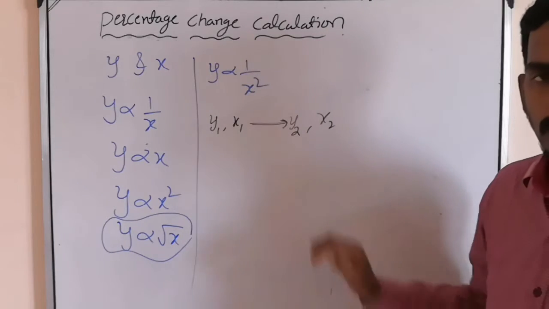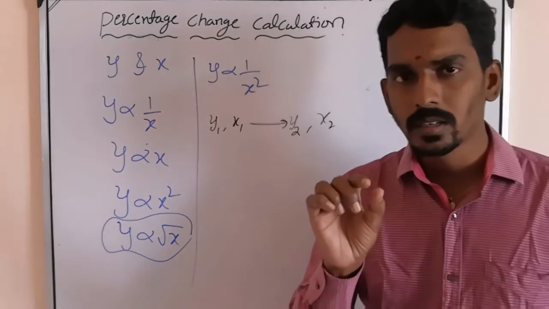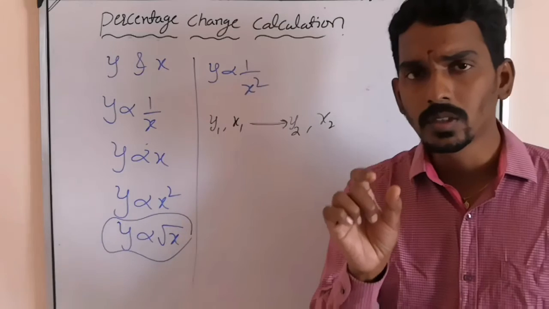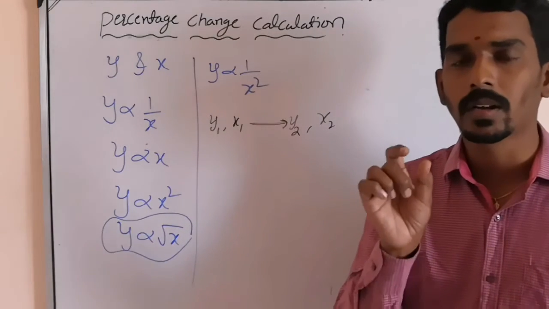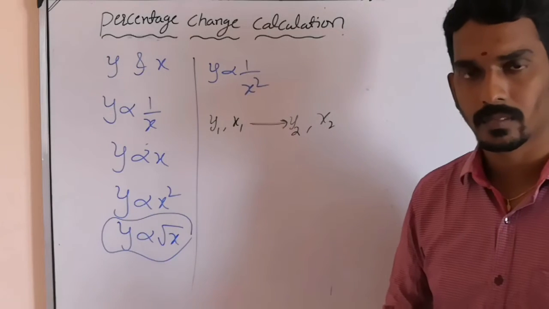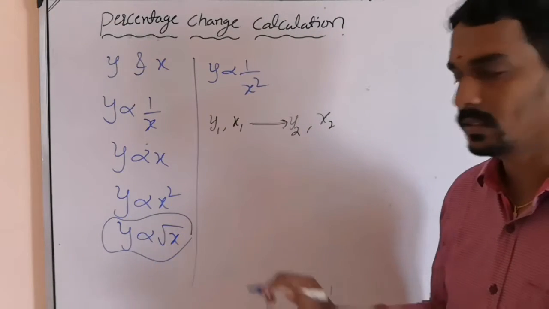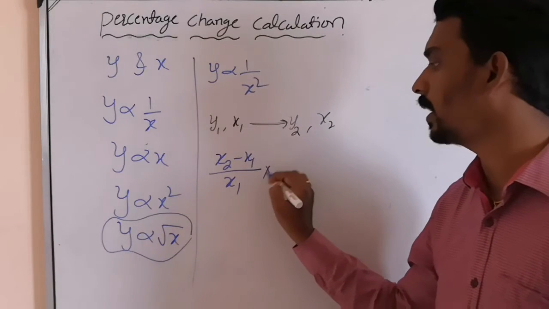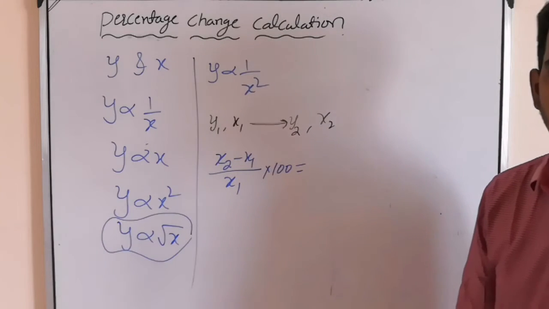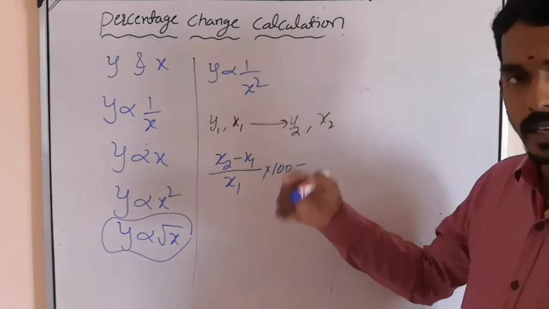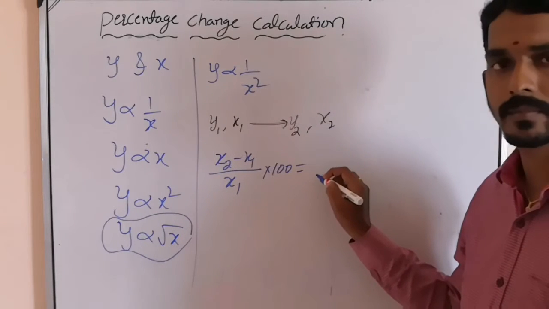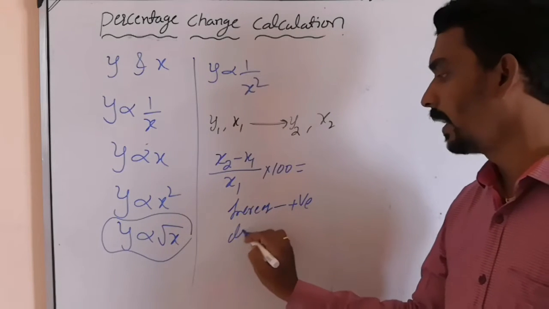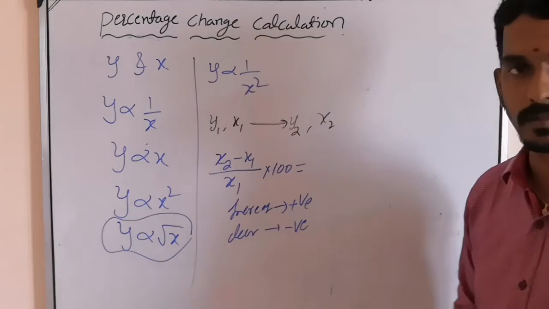Now you first take care of for which quantity they have given the percentage change value. Suppose they have given it for x. Percentage change means what? x2 minus x1 by x1 into 100. If x increased, you take plus. So increased means you take plus. Decreased means you take negative.